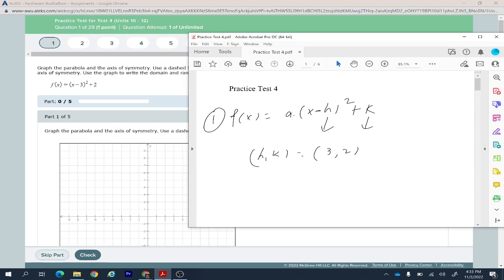So because a, which is the number in front outside this parenthesis, is positive, which is 1 here, the graph of the parabola would look like this, because a is positive and this vertex is at 3 comma 2. And here you have to find out one more thing, that's axis of symmetry. Axis of symmetry means this line, which is x equal 3. This is what we're going to plot here.